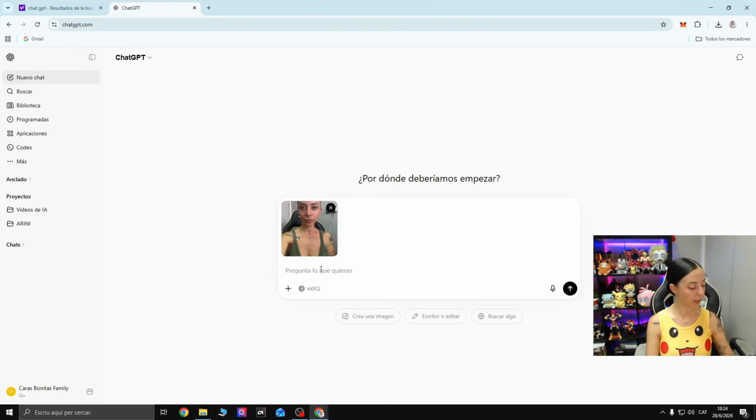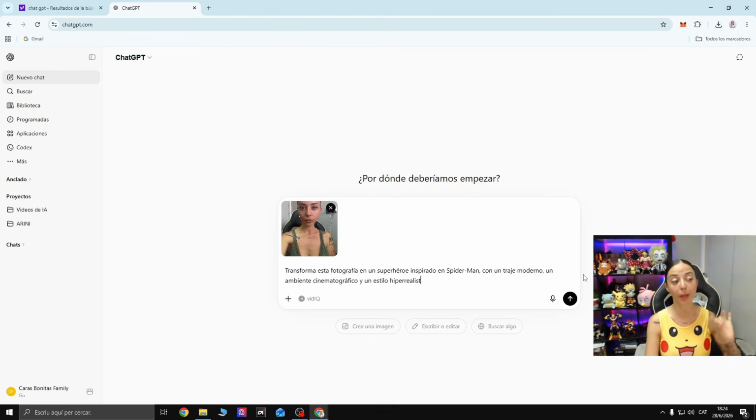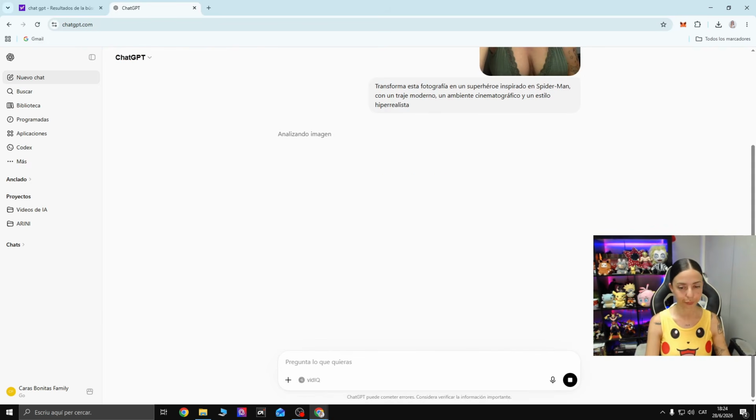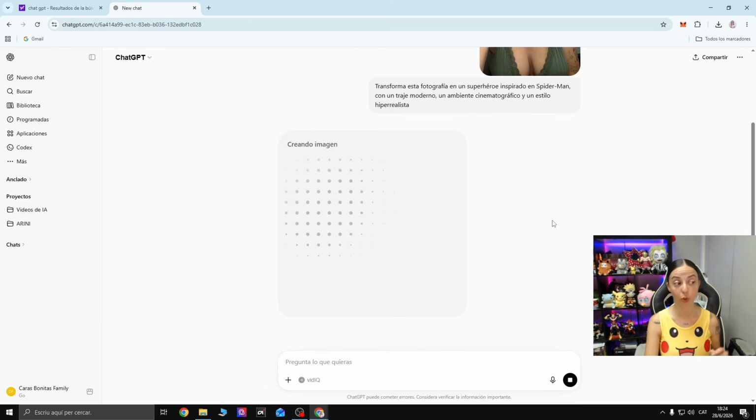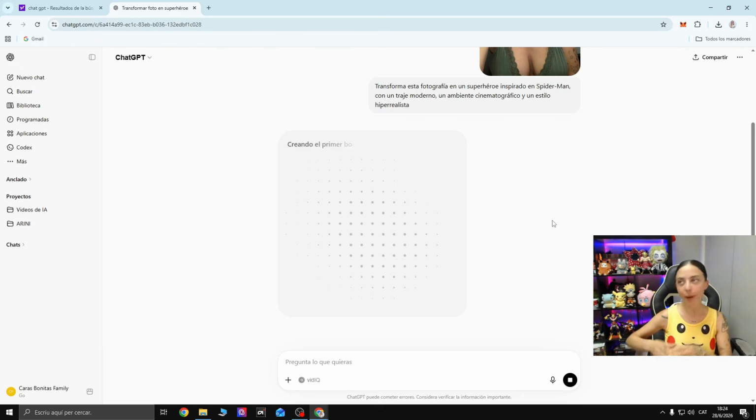In this case, it would be transform this photograph into a superhero inspired by Spider-Man with a modern suit, a cinematic atmosphere, and a hyper-realistic style. All right? Let's see what it does for us. It's very important that the prompt is very precise, because as we said, since there are licenses and third parties involved, it's very easy for it not to copy exactly what you want. For example, when I told it, make this image like Toy Story, exactly. No, yes, it can do it for you. Set in, but I also don't include the word Toy Story. You have to write something like a cowboy made of toys, that kind of thing, okay? So you know, there are things that, yes, are limited, okay?